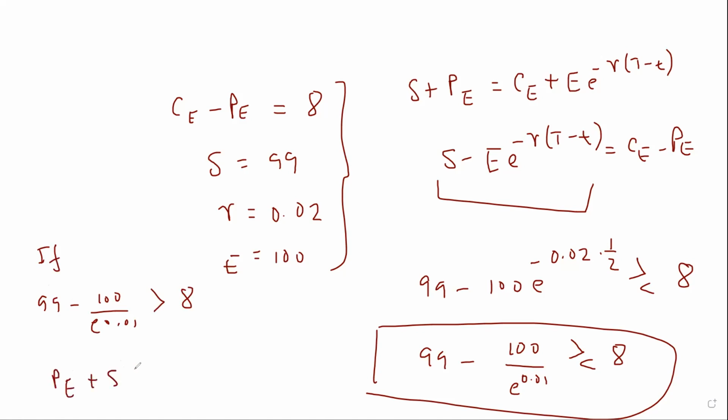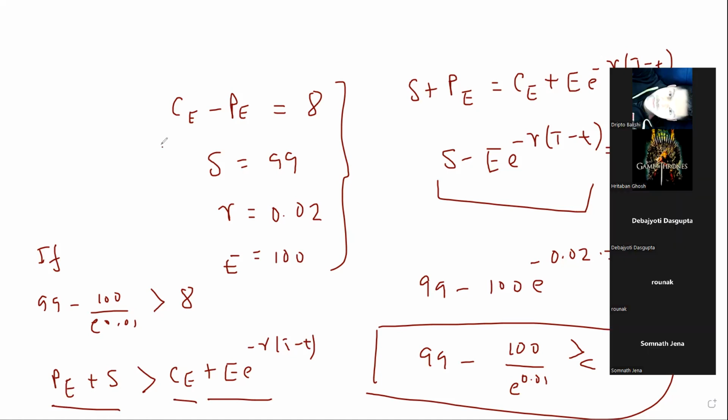Then P plus S is greater than C plus E, whatever, right? So that again, you are going to short a stock and short a put, and you're going to go long on a call and borrow this money. Correct? Is it clear?